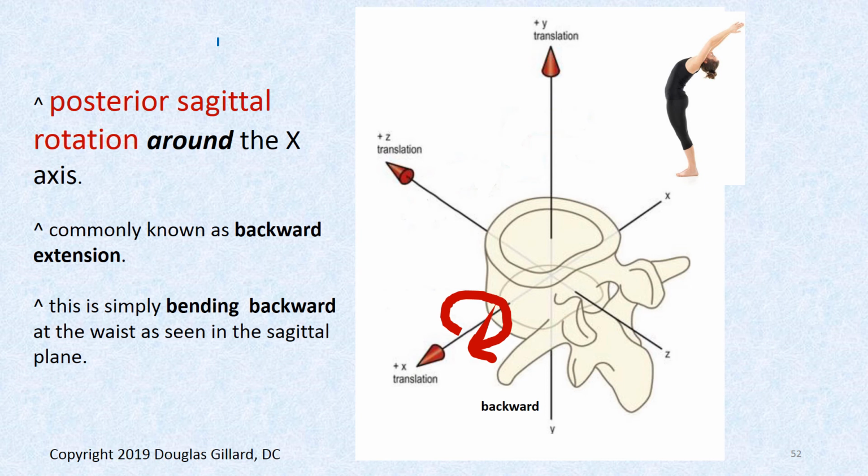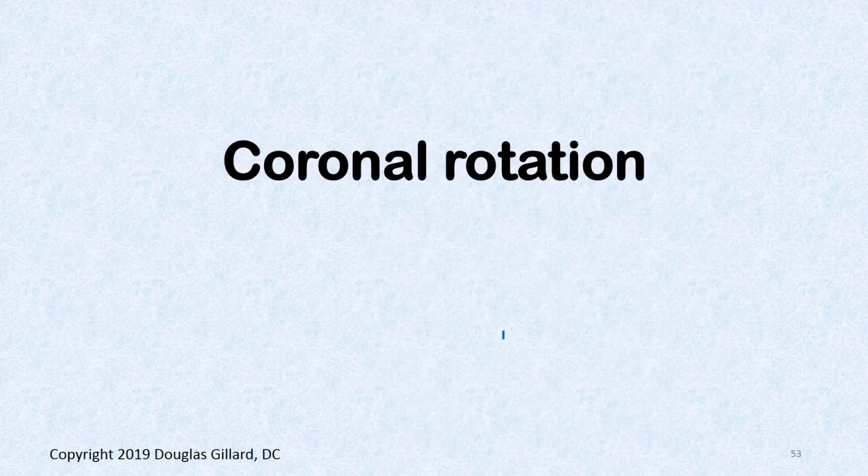And there she's bending backwards, and we're getting the bone going like this as she bends backwards. Right? So that's rotating around the x-axis, best seen in the sagittal view, so it's a sagittal posterior rotation. Got it? Commonly known as bending backwards. Okay, got another one to do.